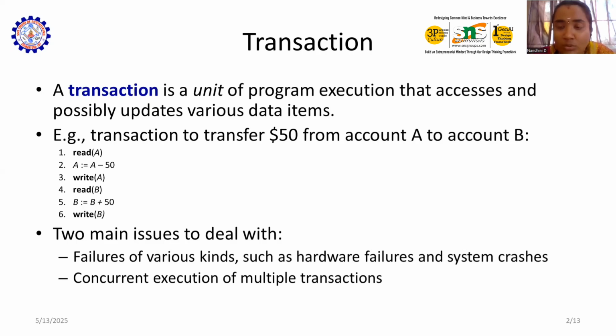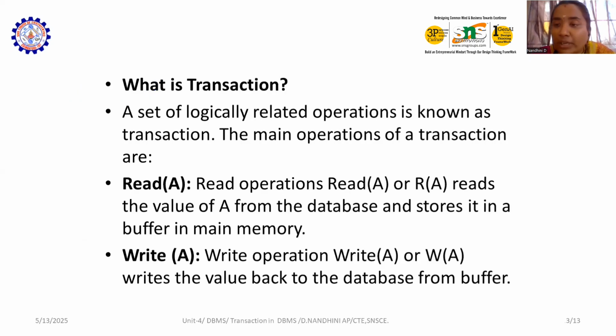Two main issues to deal with in these transactions. The first one is failure of various kinds, such as hardware failure and system crashes. So we can expect hardware failure and also system crashes. The next one is concurrent execution of multiple transactions. Concurrent execution of multiple transactions means concurrently we are transferring many amounts, so these failures will occur as shown here.